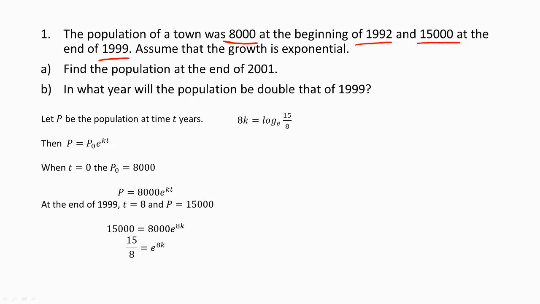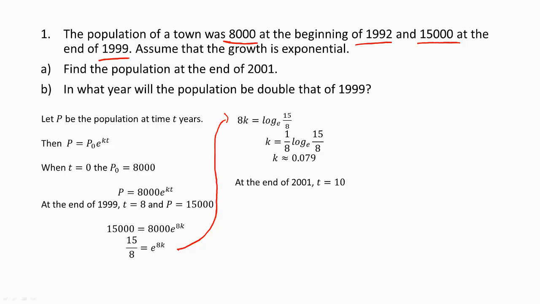We're going to use our logarithms now to get k by itself. So k equals 1 on 8 log e of 15 on 8. In a calculator-free situation, that's our answer. If we do have a calculator, we can approximate that as 0.0799.